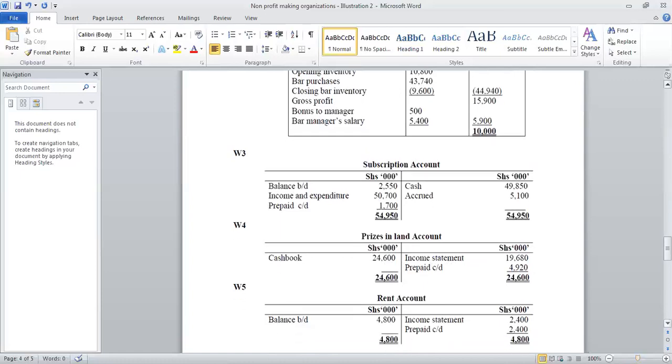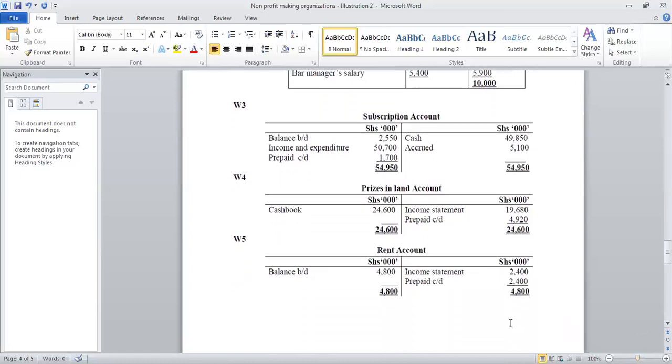When it comes to the rent, what we actually received, or what we paid, is this, but this one is actually prepaid because it is for the 3 months from July, August, and September. So this is what was supposed to be for this year only.